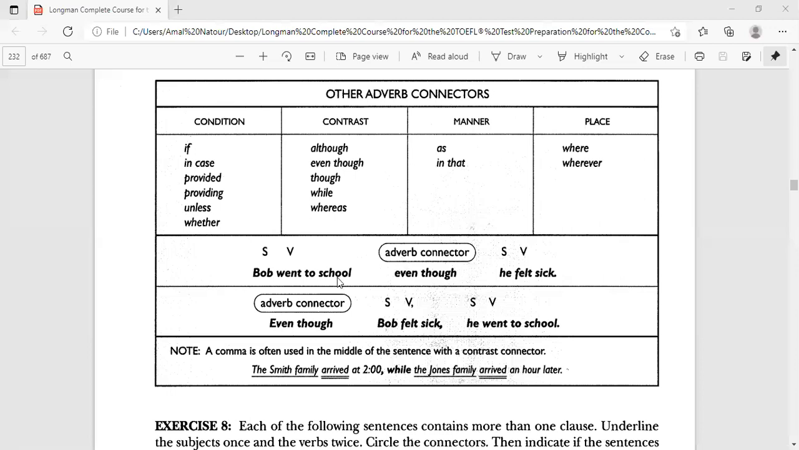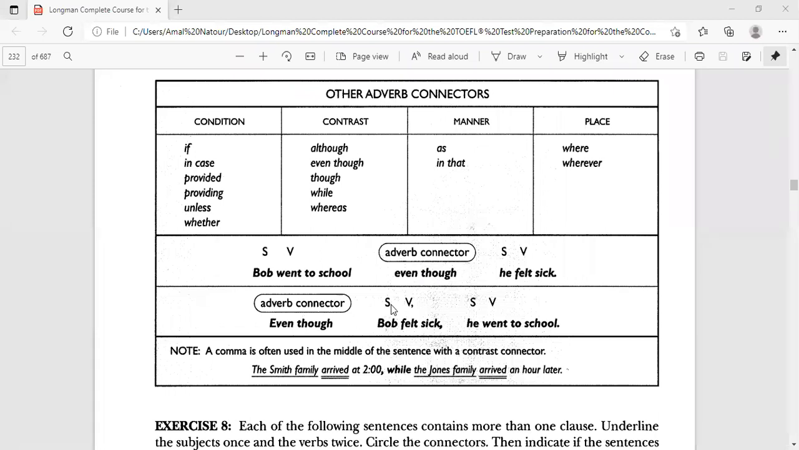For example, if I look at this example: Bob went to school even though he felt sick. Bob is the subject, went is the verb. He is the subject and felt is the verb. Then I have clause number 1 and clause number 2, and there is a connector in the middle. Here, we do not need a comma. This connector is called an adverb connector, a contrast adverb connector.